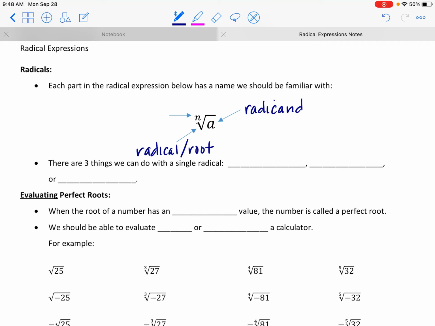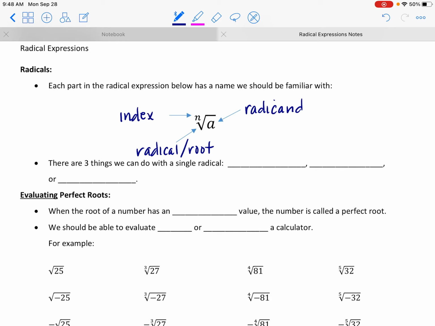And then the n here, which we don't always see. You know, if it's just a square root, we don't see any number written right there. But if we had a cube root, we'll see a number written there. If we had a fifth root, we'd see a number there, or a fourth root. Or any number beyond 2, we're going to see the number actually written there. That number we call the index. So that is called the index of the radical.